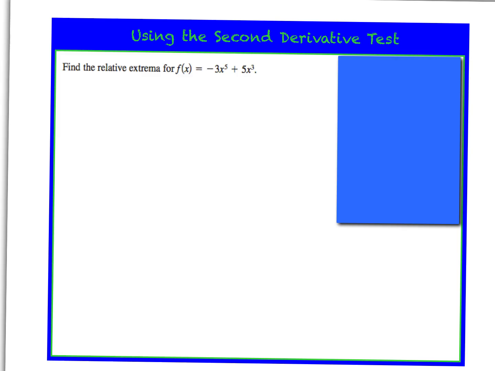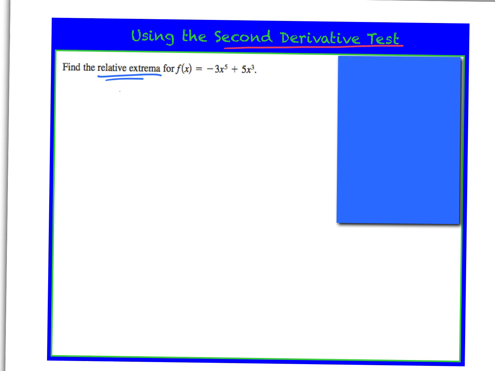All right, so on this one, we're going to find relative extrema, but we're going to use the second derivative test. We're going to actually use the second derivative test to find relative extrema. And our function here is negative 5x to the fifth plus 5x cubed. Where do you find relative extrema? At critical numbers. How do we get critical numbers? Take a derivative, set equal to 0.